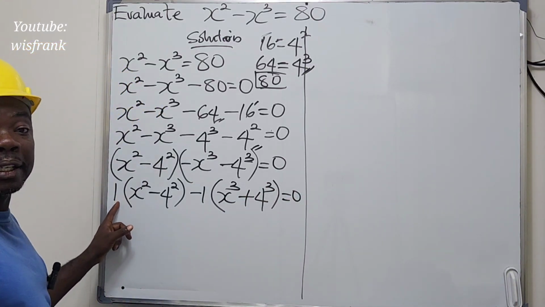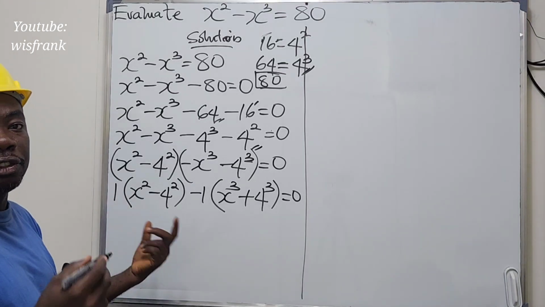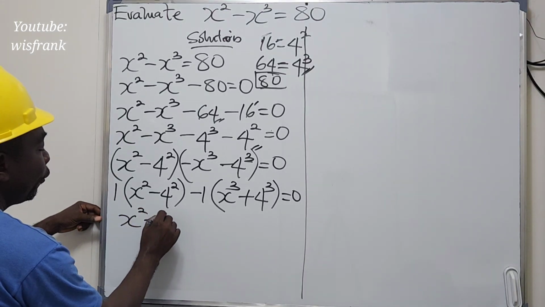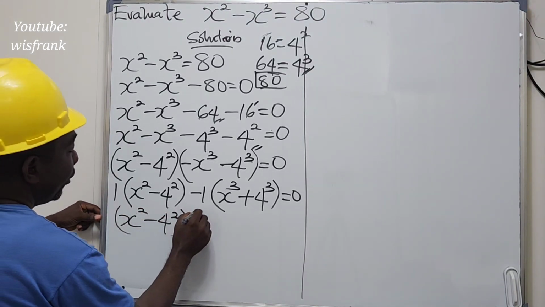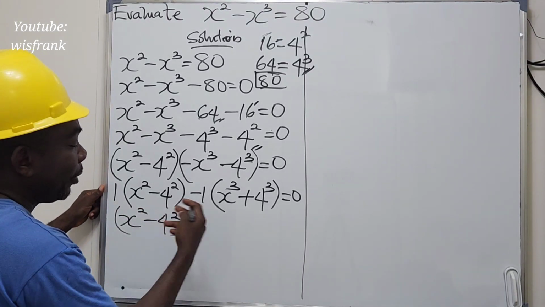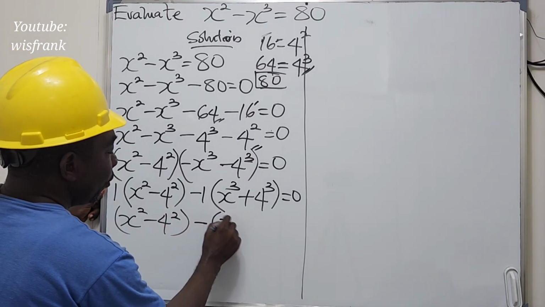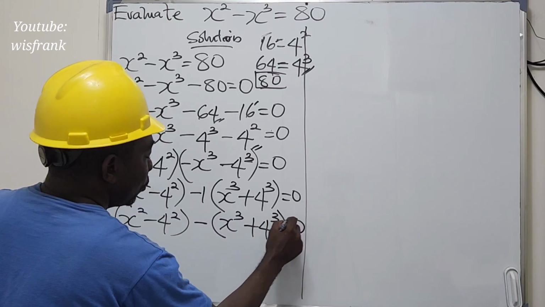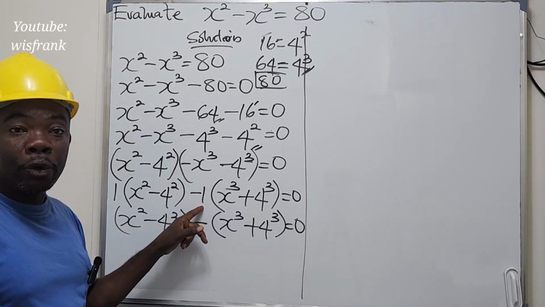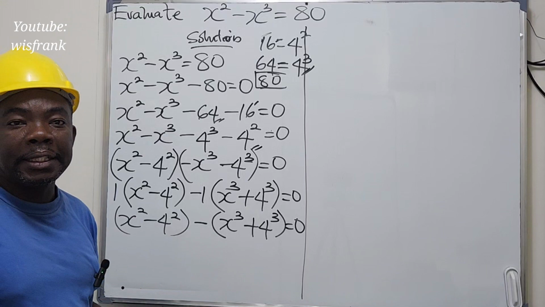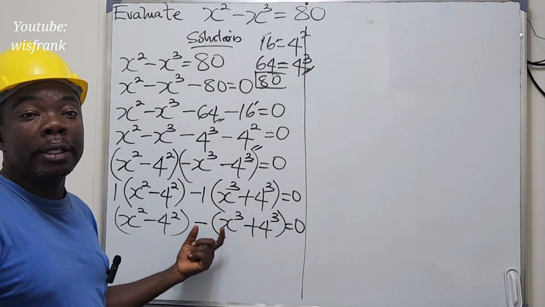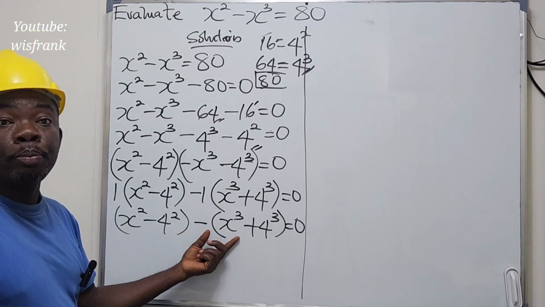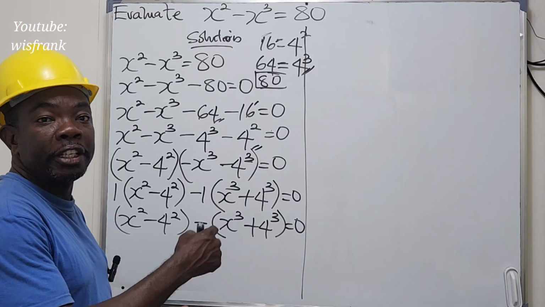We know that writing 1 in front of the parentheses is just the same thing. So we can write it like this: x to the power of 2 minus 4 to the power of 2. Then we have here minus into x to the power of 3 plus 4 to the power of 3, all equals 0. So whether we write 1 or we don't write 1, it's still the same thing, because the whole of this will remain in one of these parentheses. That is what it means. So we have these two parentheses. We are going to evaluate each of these parentheses.